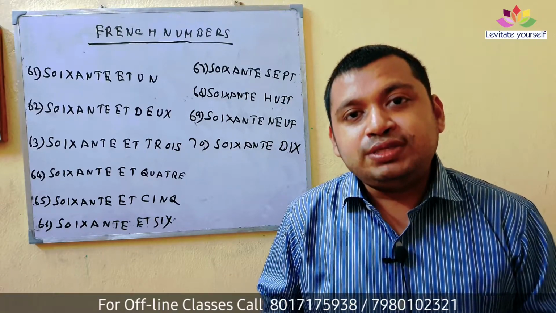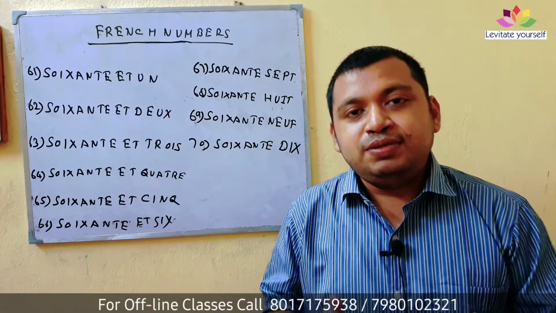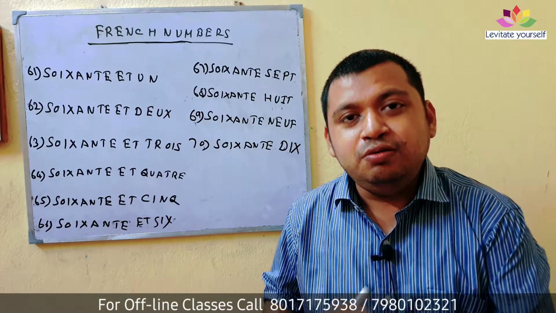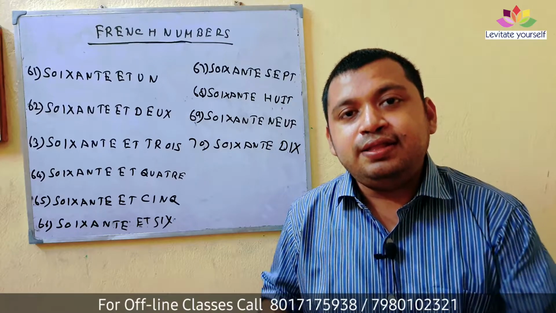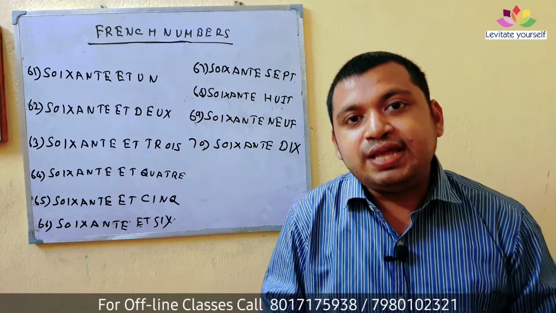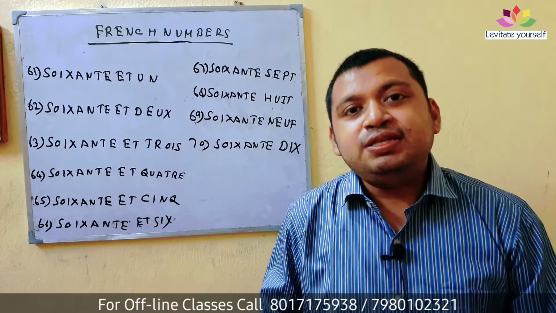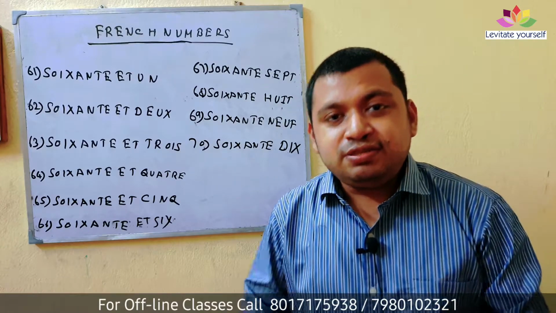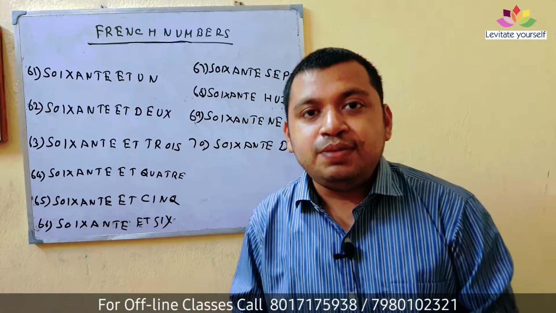Number 68 is soixante et huit. Number 69 is soixante et neuf. Number 70 is soixante dix. Now let's repeat it all from number 61 to number 70.